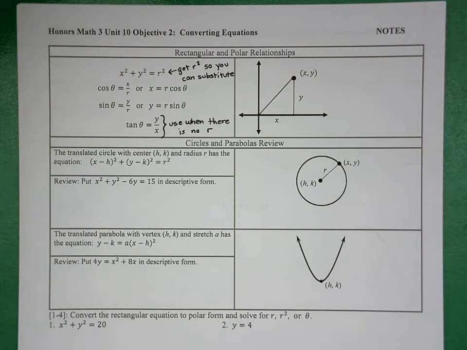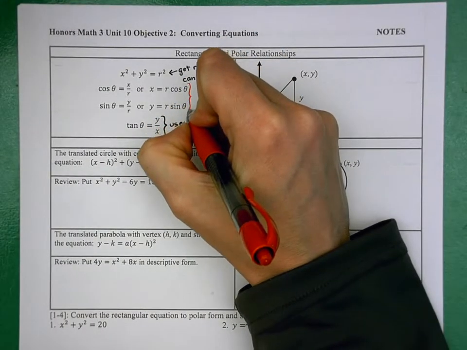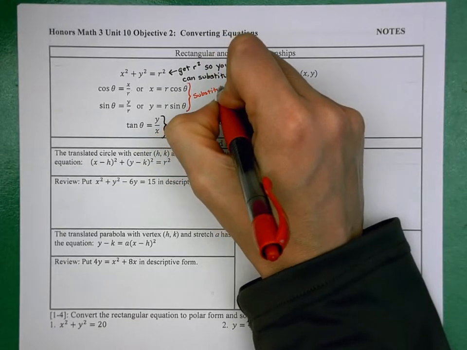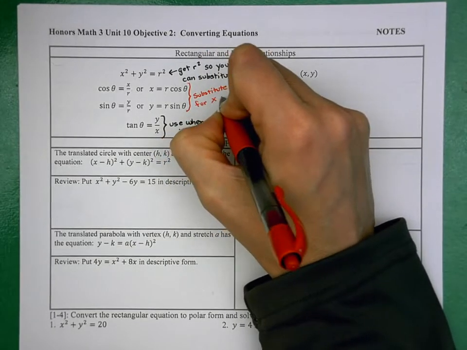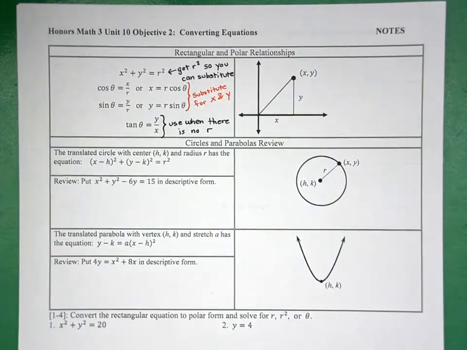And then our two middle ones here are the cosine and sine relationships. These we use in a variety of ways, but I'd say the most common way that we'll be using them today will be to substitute for x and or y, depending on what you have in your equation.